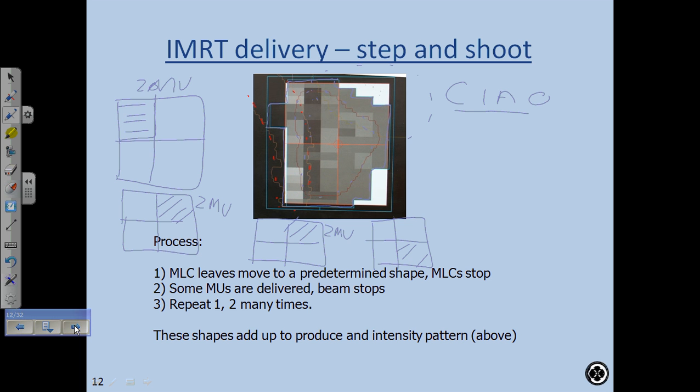Okay. What do you think this is going to look like? So once you deliver this 2, 2, 2 and 10, what do you think it's going to look like? Well, if you look at the resulting field, and we apply a value of dose to it, let's just sum up the MUs for each quadrant.